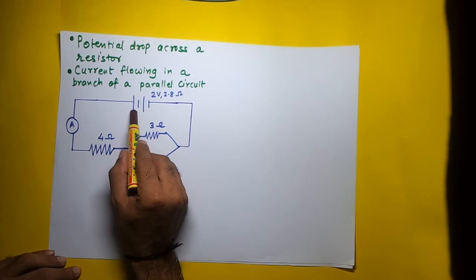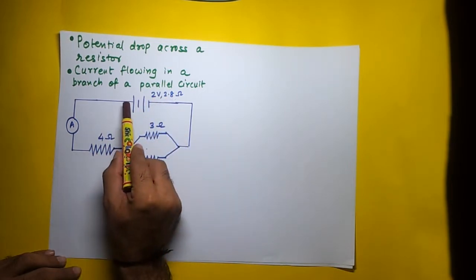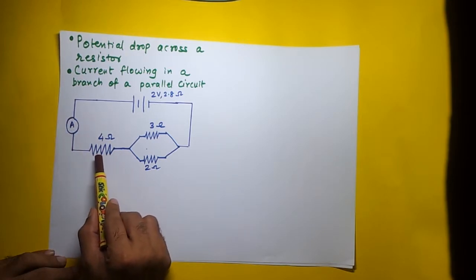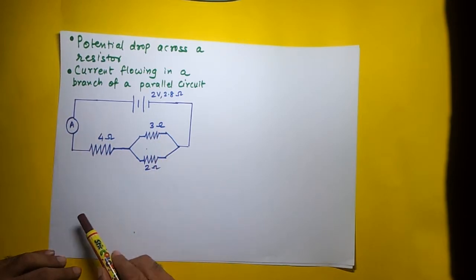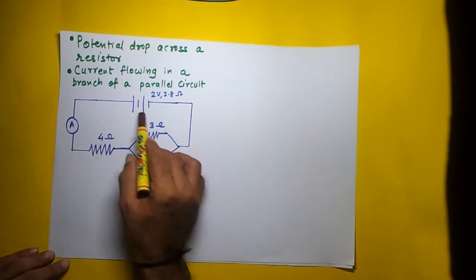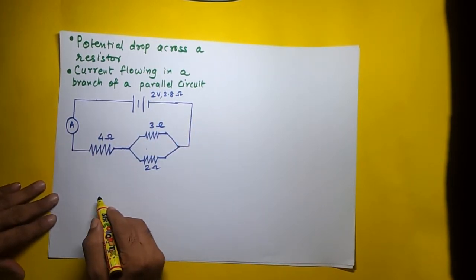So this is a circuit in which we have a battery of 2 volts. The internal resistance is 2.8 ohms. We have an ammeter in which current will be measured, and then we have these resistors 4 ohm and 3 and 2 ohm in parallel, right? If we want to find out potential drop across a resistor, first we will have to find out electric current flowing in this circuit, right? And let us begin by doing that.